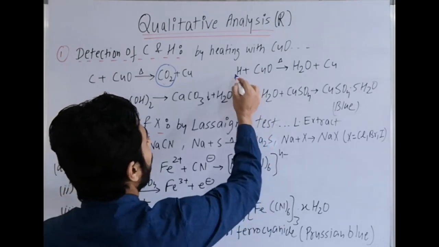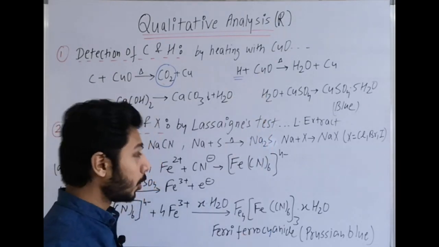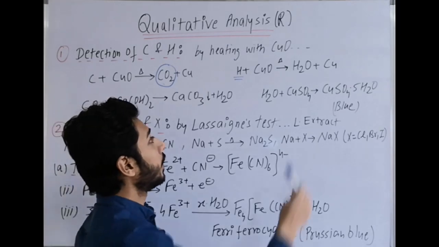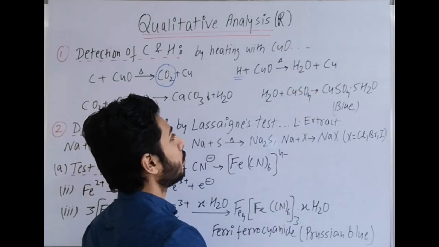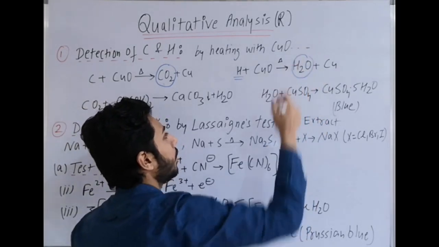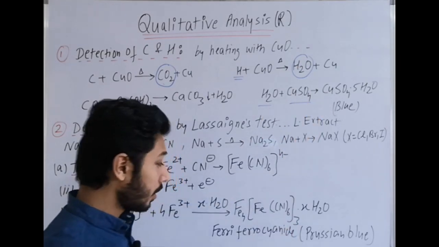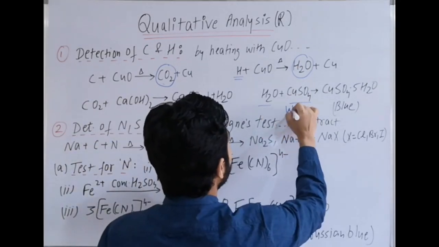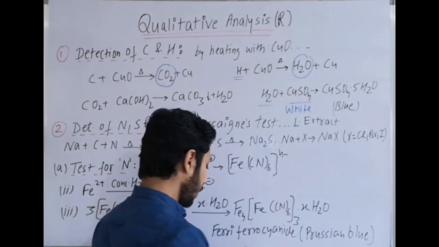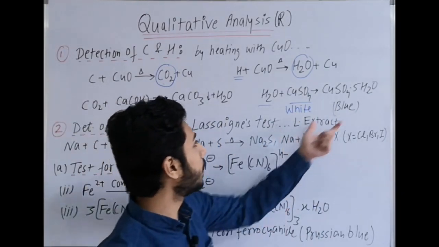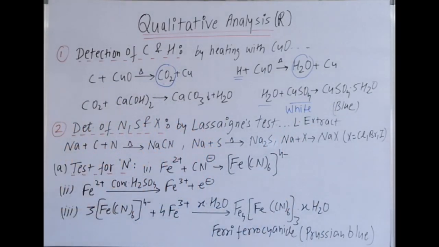Similarly, hydrogen can be detected by heating with cupric oxide, and then it gives H2O. This H2O can be detected by using anhydrous copper sulfate, which is white, and after water molecules combine with it, it forms copper sulfate pentahydrate, which is blue in color.